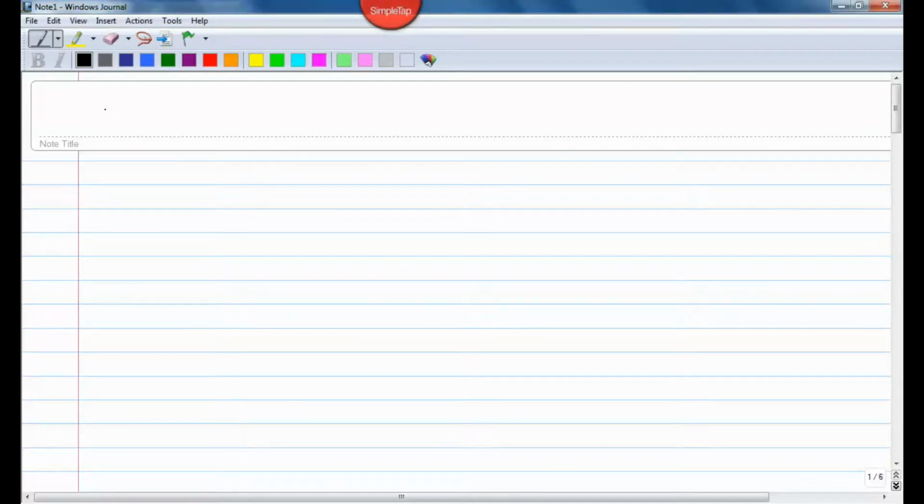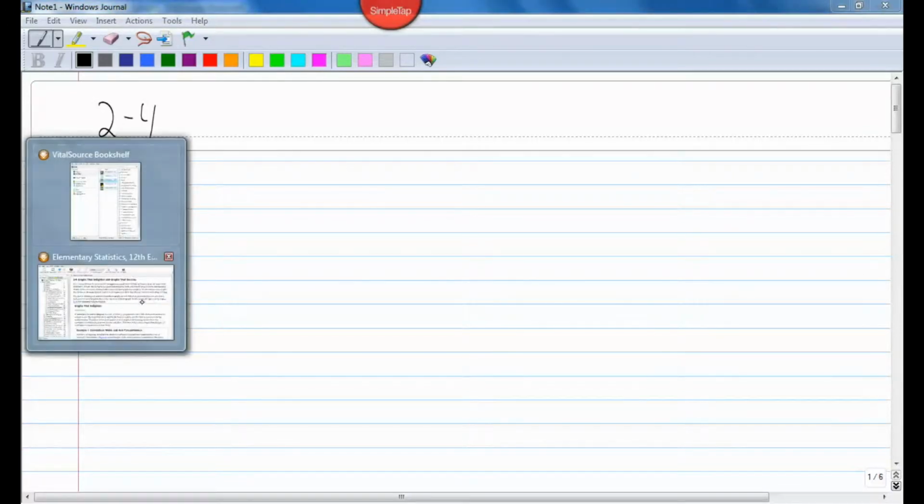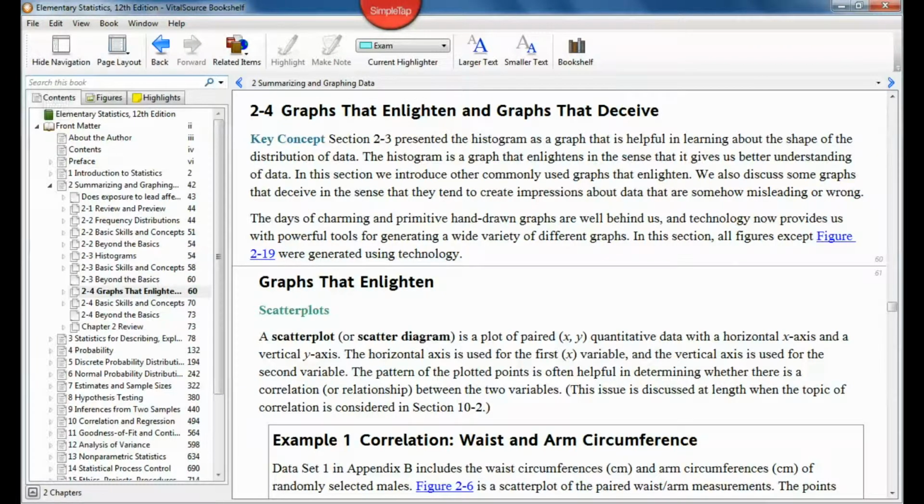Let's take a look at 2.4. Graphs that enlighten and graphs that deceive. There's all kinds of ways to organize data in graphs and charts to show people the data visually. Okay, some graphs are better than others.